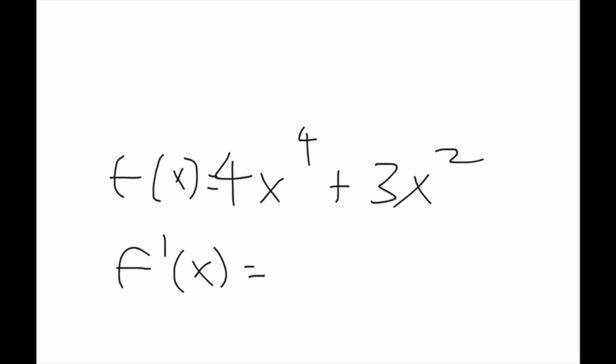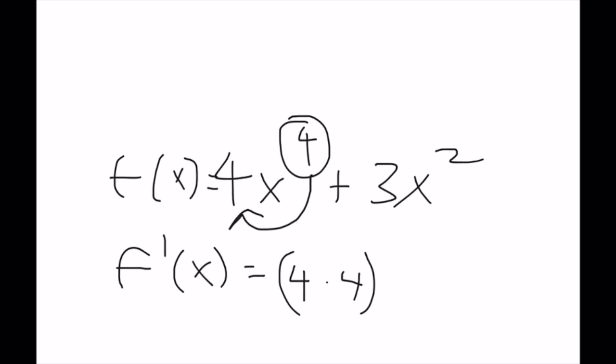The power rule states that first you bring this number down and multiply it with the constant in that expression. So over here, it would be 4, so we bring the 4 down, times 4x. The power rule also states that you have to subtract 1 from the exponent. So 4 minus 1 is 3. So the derivative of 4x to the power of 4 using the power rule is nothing but 16x cubed.